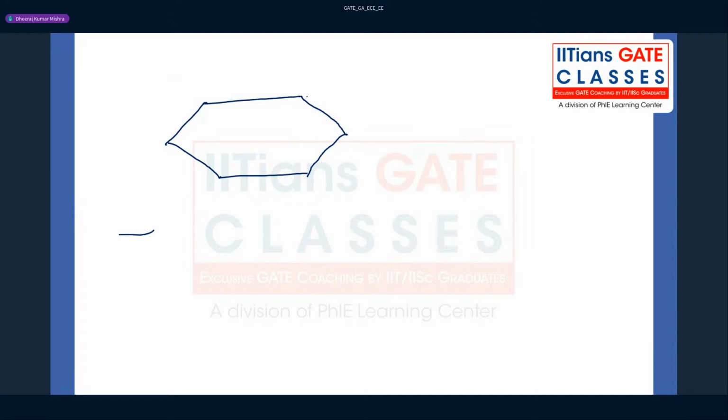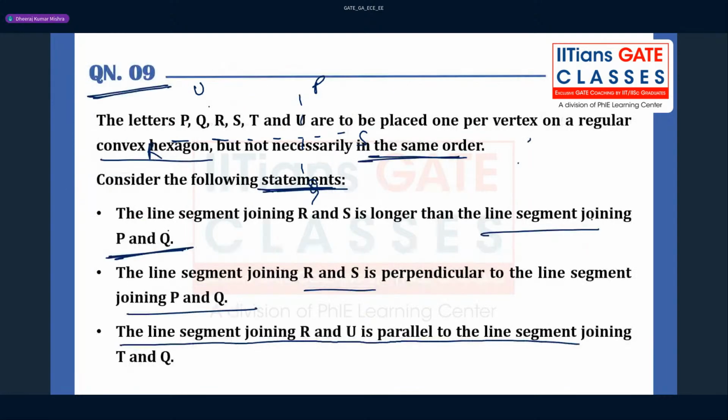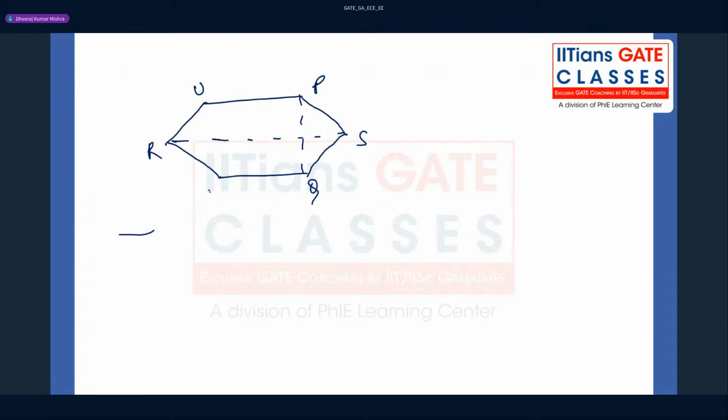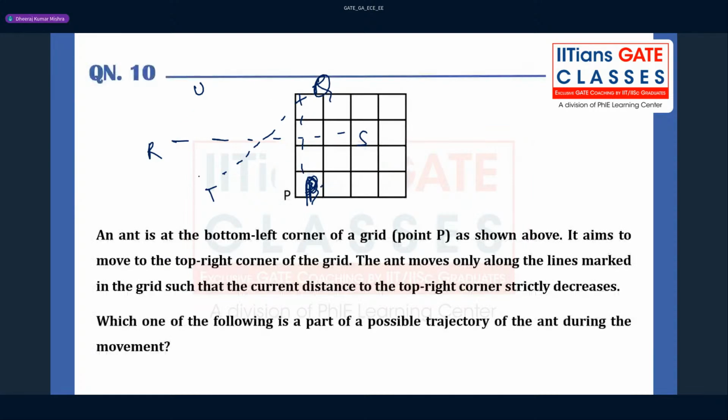Okay, so your hexagon will be: this is R, this is S, because they are perpendicular like this, and P and Q, and they have said that something is parallel. You can say okay. So according to the question you have to solve it. Some bugs are there, so please consider that. This is Q and this is P. Understood? So this is a very simple question. Let us go to the next question now.